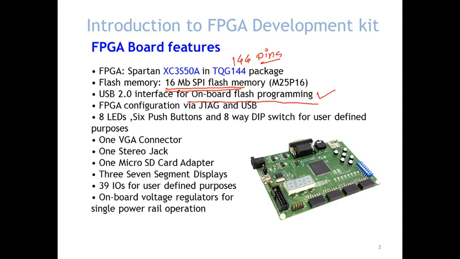FPGA configuration can be done by JTAG or USB. If you want to use the JTAG and it is available with you, you can use it. The JTAG interface is also available on this FPGA board, so we can use a normal standard JTAG cable to program the FPGA. As well, on board it has 8 LEDs, 6 push buttons, an 8-way DIP switch, one VGA connector, one stereo jack, one micro SD card adapter, 3 seven-segment displays, 39 IOs, and an onboard voltage regulator to manage the signal or power rail of the FPGA. These are the features of this FPGA development board.